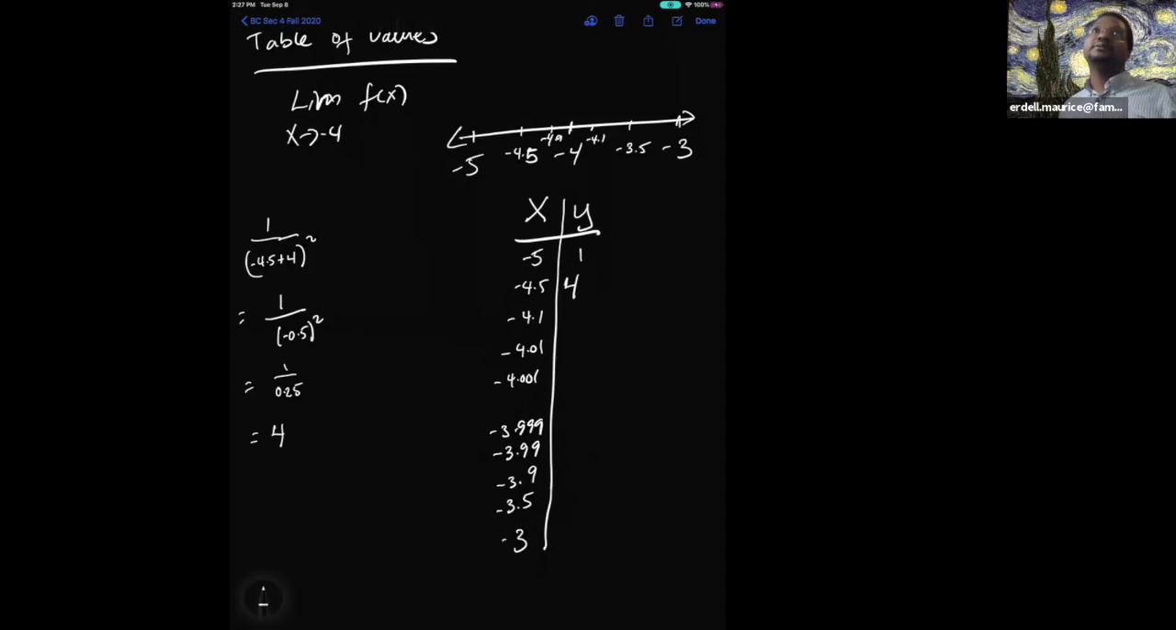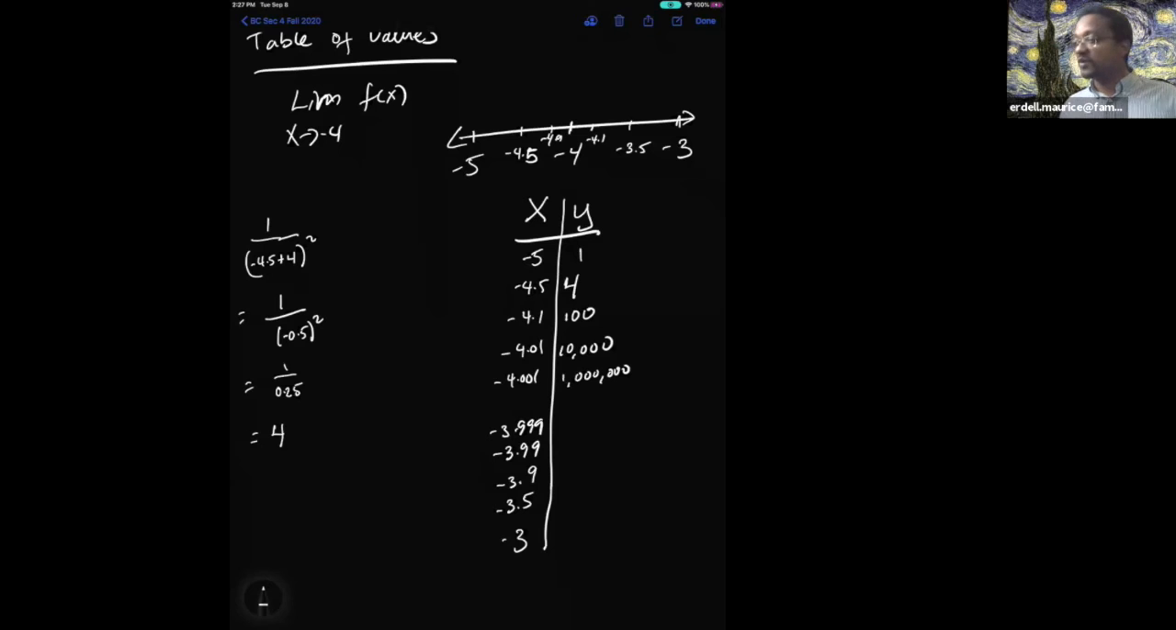Again, same steps. I plug in -4.1. The answer is going to be 100. -4.01. The answer is going to be 10,000. -4.001. The answer is going to be 1 million. The next one is going to be 100 million. The next one is going to be 10 billion, I believe.